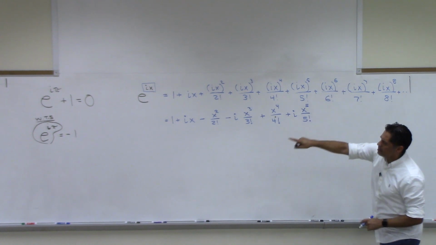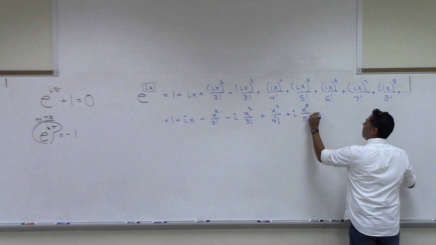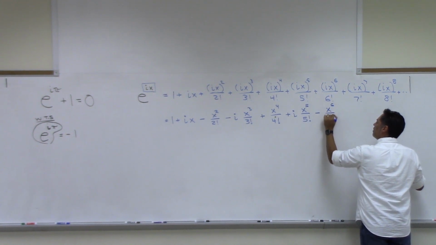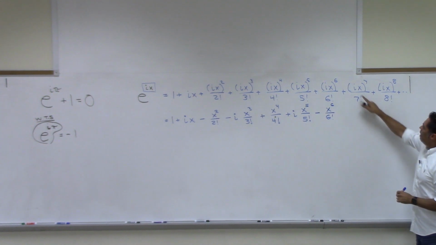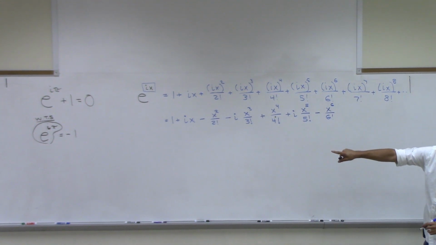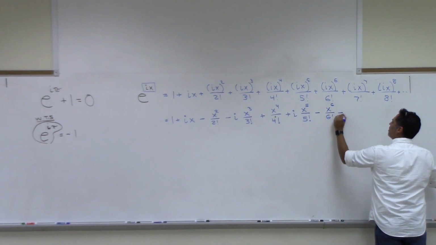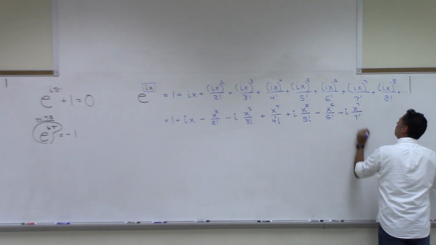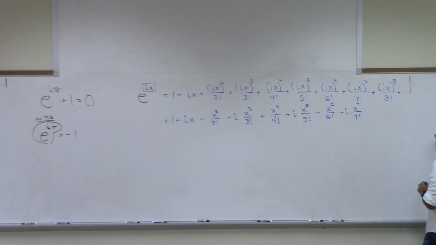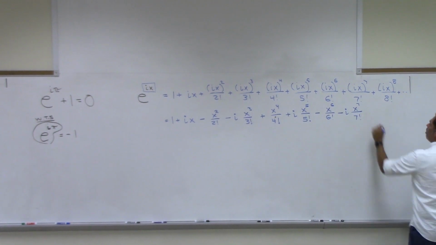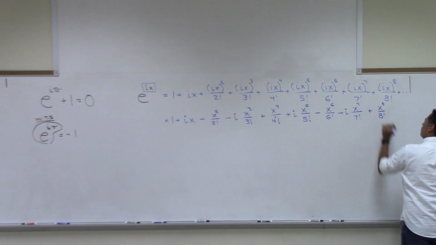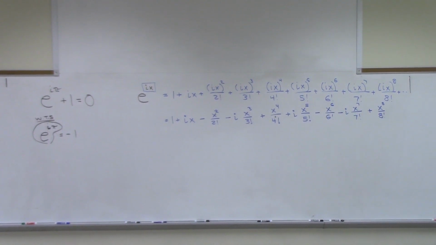i to the 6th is negative 1, that's going to make it minus x to the 6th over 6 factorial. i to the 7th is negative i, so I put minus i out front, and then x to the 7th over 7 factorial. i to the 8th is just 1, so I'm back to x to the 8th over 8 factorial. Got it? Plus dot, dot, dot.